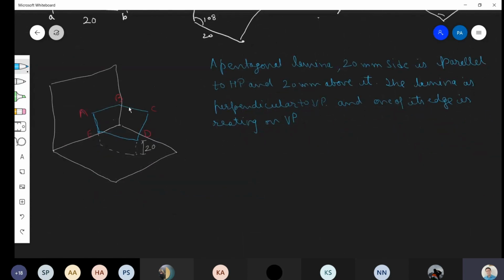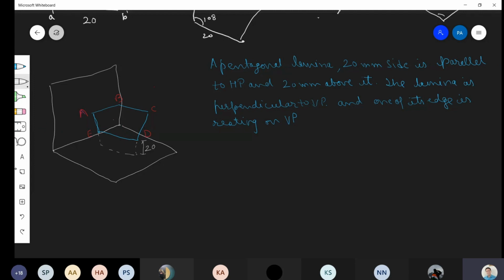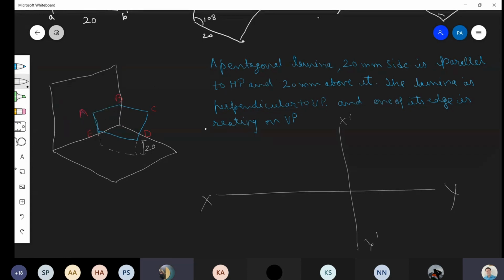See, the lamina is perpendicular to VP, and one of its edges is resting on VP. That is touching VP. So what will be the front view now? Let's see what will be the front view. So if I draw it like this, X line, Y line, X dash line, Y dash line, what will be the front view or top view? Yes, can anyone tell me? So the top view will be a pentagon, right? Correct. How will we draw? The top view will be a pentagon, correct.